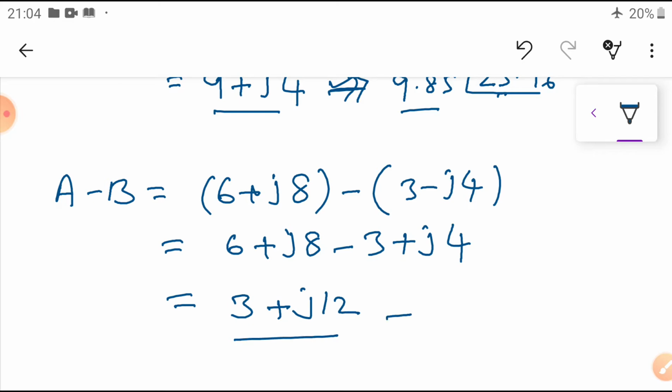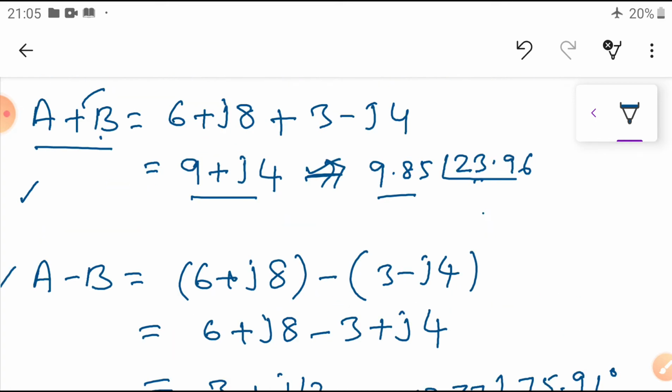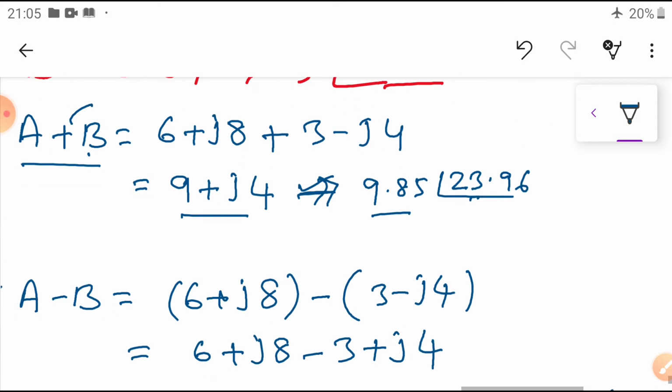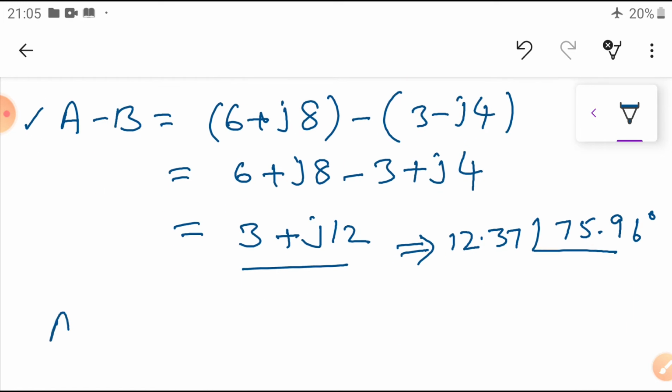Now we convert from rectangular to polar. After conversion, I get 12.37 at an angle of 75.96 degrees. So the second also I completed with the help of my rectangular form. Now I am going to do the multiplication with these polar forms. I can do the third one, A into B.